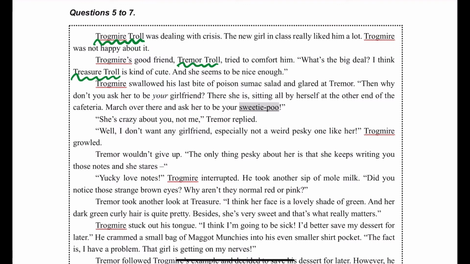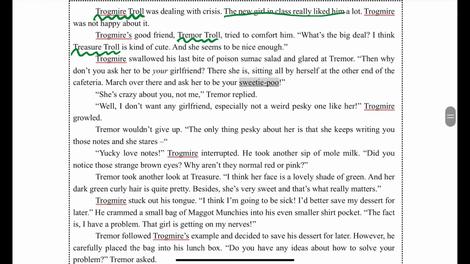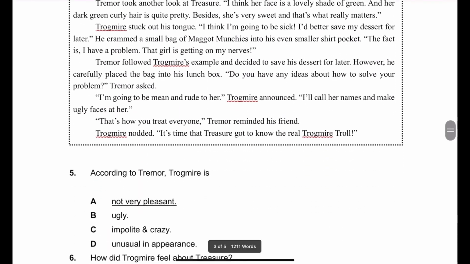And we also know it's in a classroom setting from the second sentence. The new girl in class really liked him, right? So that's just the basics of this extract. Once again, just things I'd like you guys to look out for so that the questions are easier to answer, right? So now let's get into the questions.